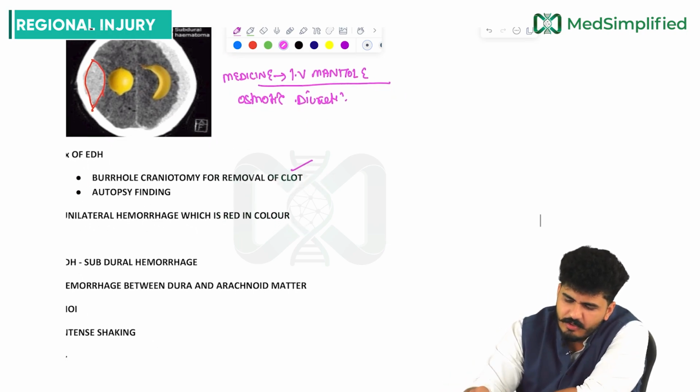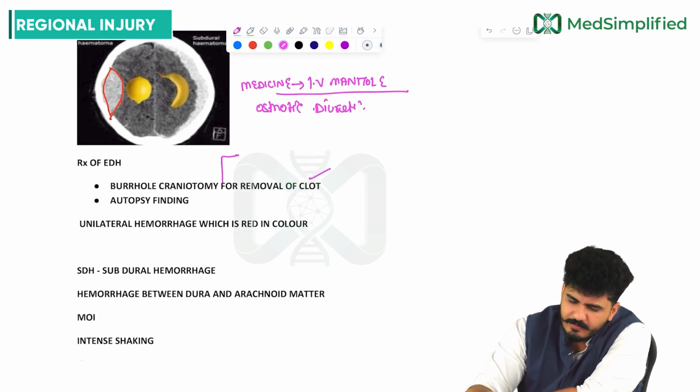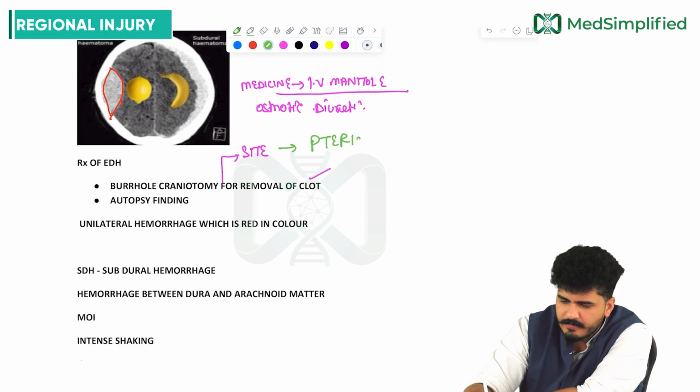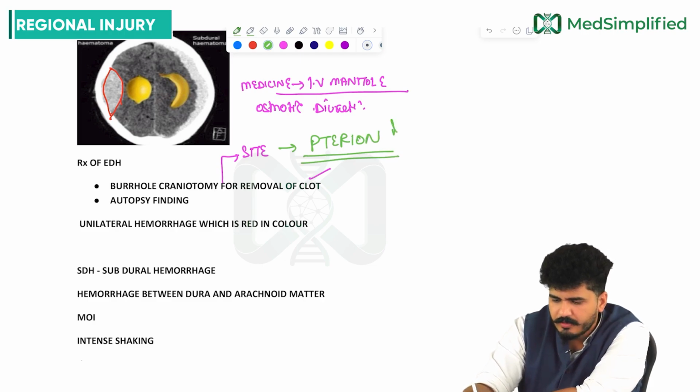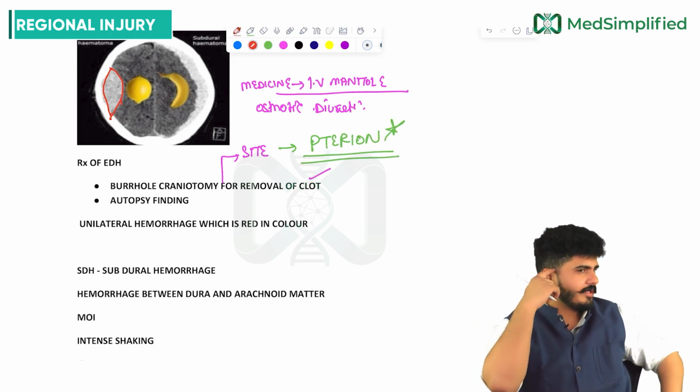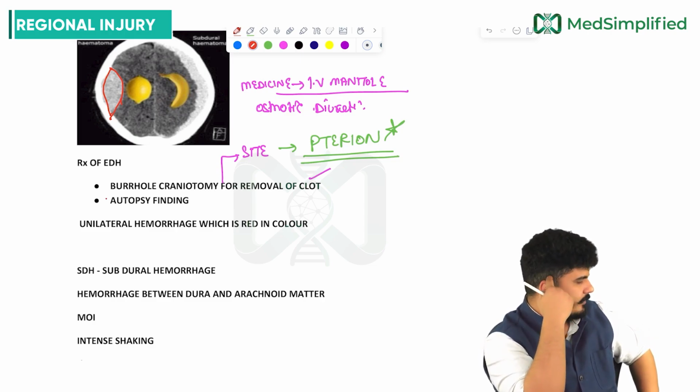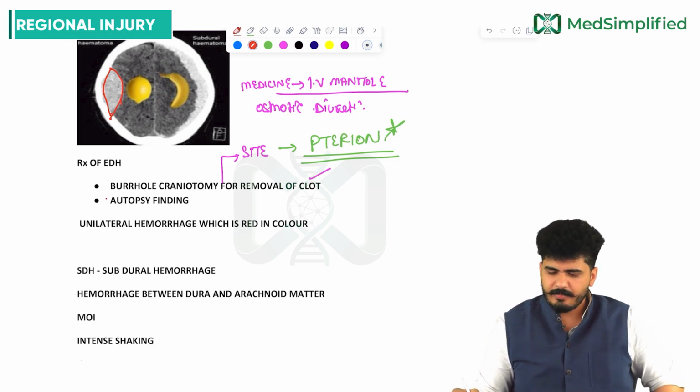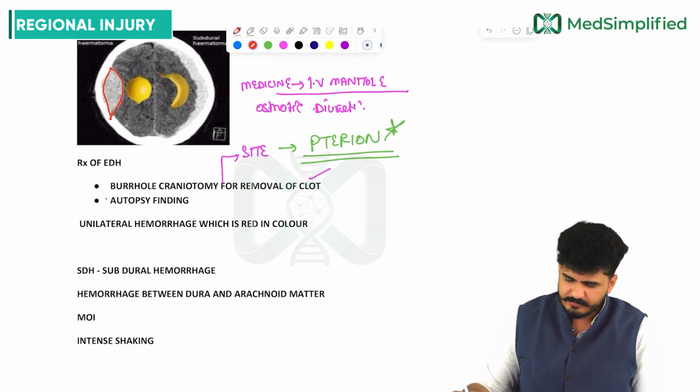My dear friends, burr hole is done where? What is the site of burr hole surgery? The burr hole is done at pterion. Important. The burr hole is done at pterion. This area is pterion, here, right? Here the burr hole craniotomy is done.